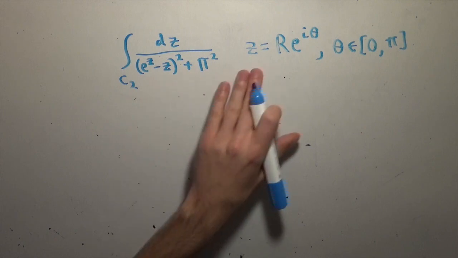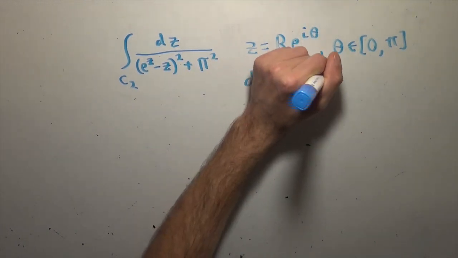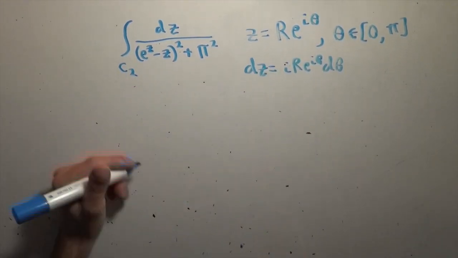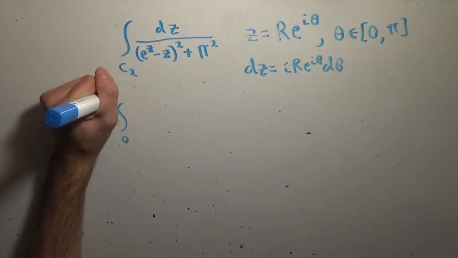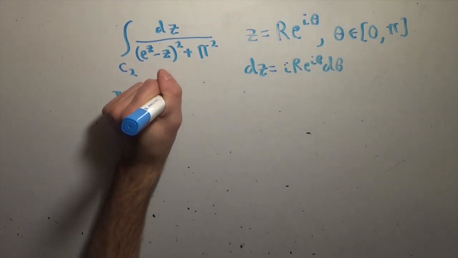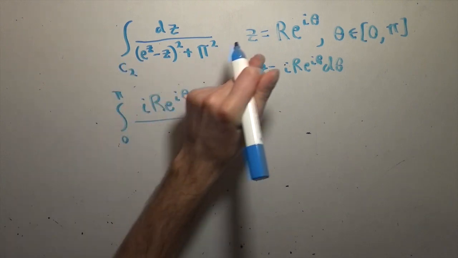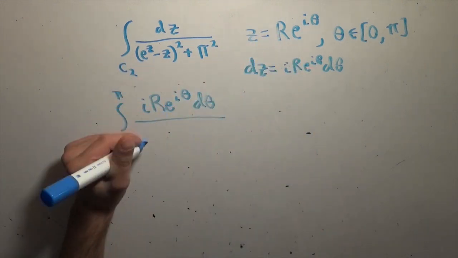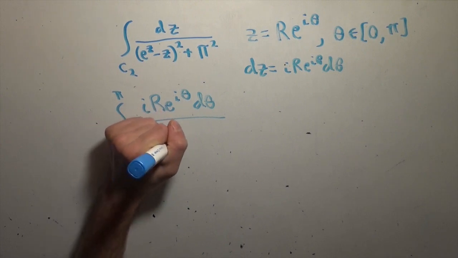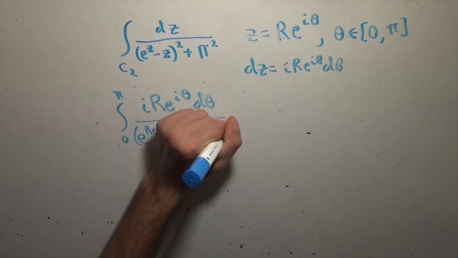And so we're just going to replace z, and dz becomes i times r times e to the i theta d theta, because we're just taking the derivative with respect to theta, since theta is the thing that's varying here. And so we end up with an integral from 0 to pi of i times r times e to the i theta d theta in the numerator, divided by e to the z, so it's e to the r times e to the i theta, minus r times e to the i theta, all squared plus pi squared.